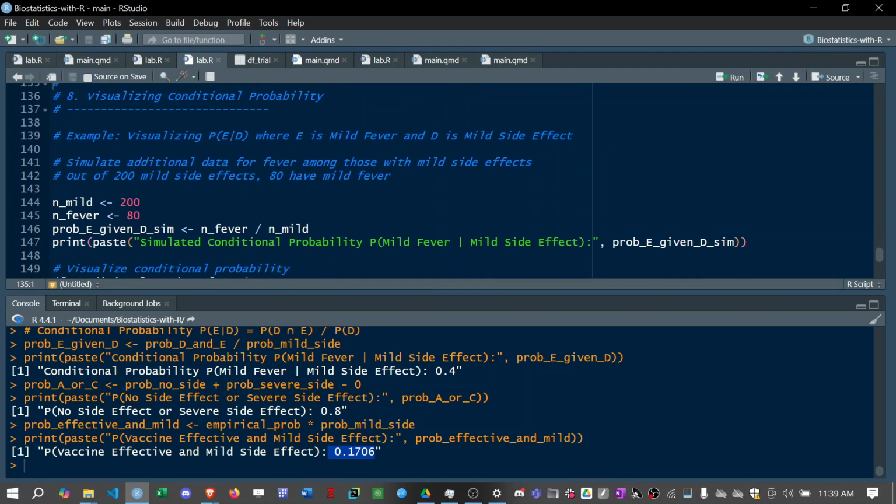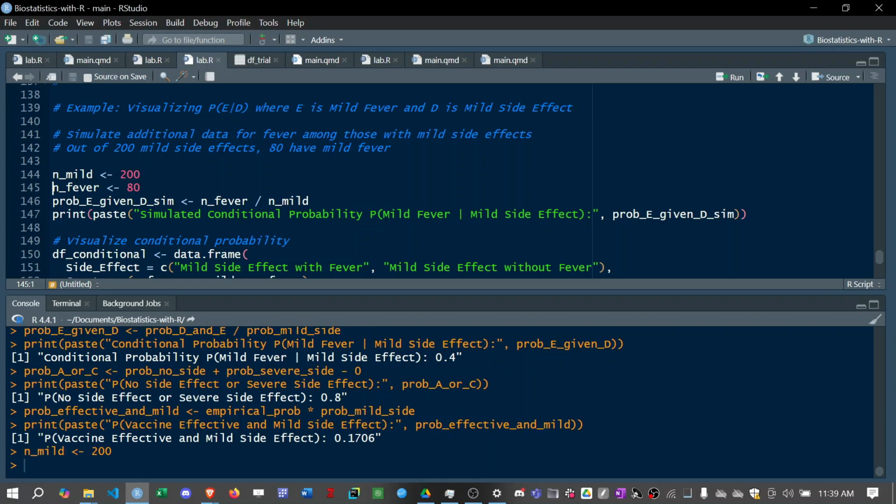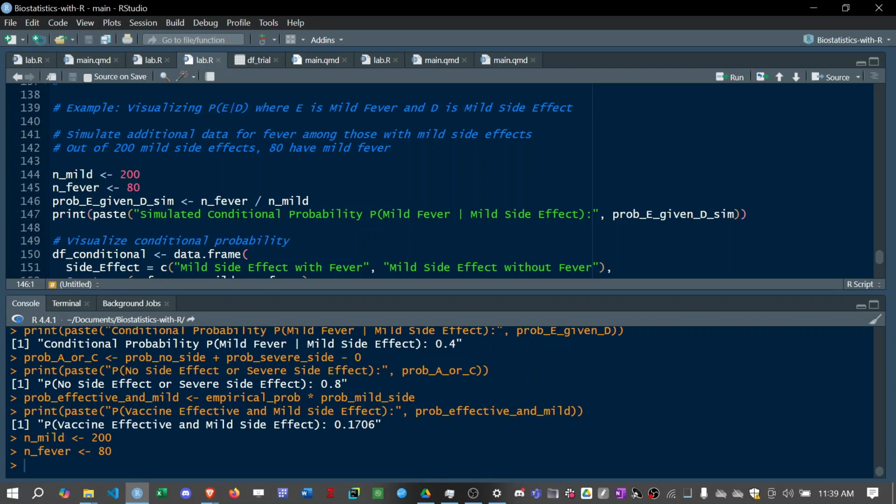So we can also visualize our conditional probability, whereby E is mild fever and D is mild side effects. So we just want to simulate additional data for fever among those with mild side effects. So let's say out of 200 mild side effects, 80 have mild fever. So the number of those with mild side effects is 200 and the number of those with fever is 80. So what I'm now going to do, I'm going to take a probability of those. Now this is a conditional probability.